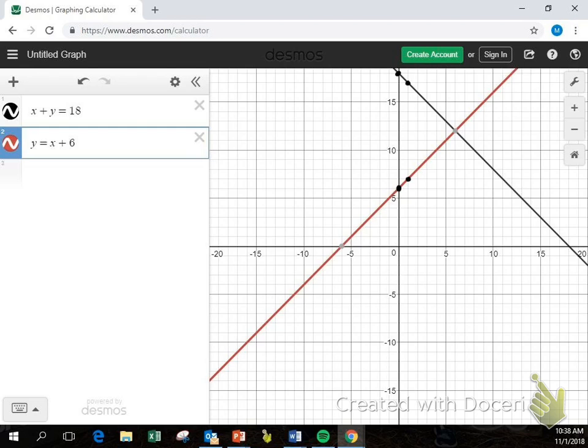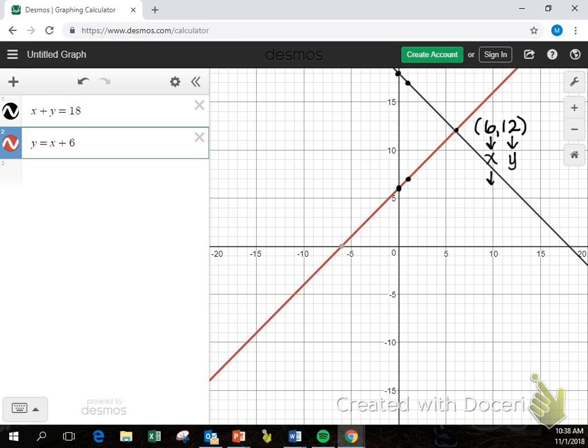But what is my point of intersection? Where's the point where these two lines intersect? Can anybody tell me the coordinates of that one? That will be 6, 12. So if we write that down as an ordered pair, we have to dissect it. We said 6 is our x, right? We said 12 is our y.